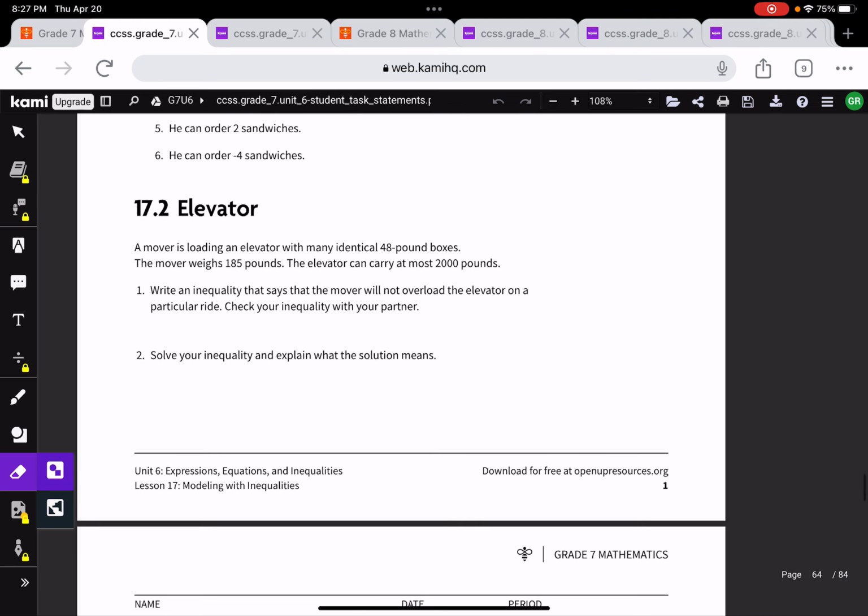Now, great problem here. 17.2, elevator. A mover is loading an elevator with many identical 48-pound boxes. The mover weighs 185 pounds. That's almost exactly what I weigh. The elevator can carry at most 2,000 pounds. Write an inequality that says that the mover will not overload the elevator on a particular ride. Check your inequality with a partner.